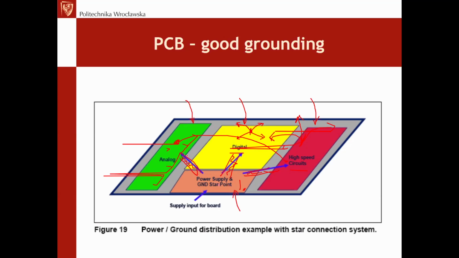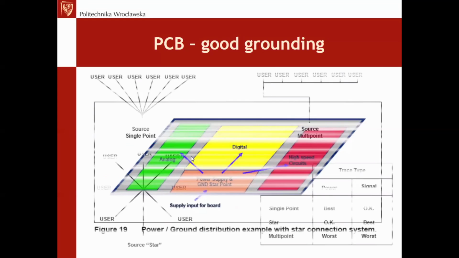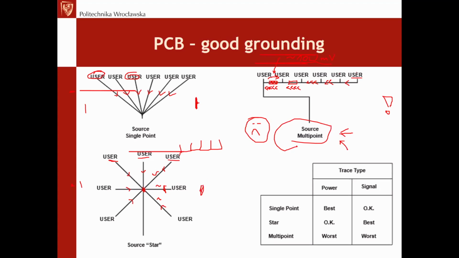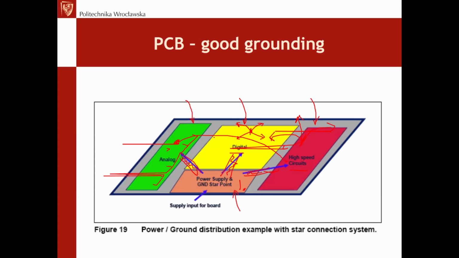So remember, for good grounding the hybrid technique is usually the optimal one, although we should try to make the star or single point as much as possible, but it's almost never possible to do it purely with this technique. Usually we combine the star single point with the multi-point technique, but we should combine them in a wise and clever way. Like you can see on the slide, the major connections go to the major groups, and within the groups only the multi-point technique may be used. The major groups are analog, digital, high-speed circuits, and high current.